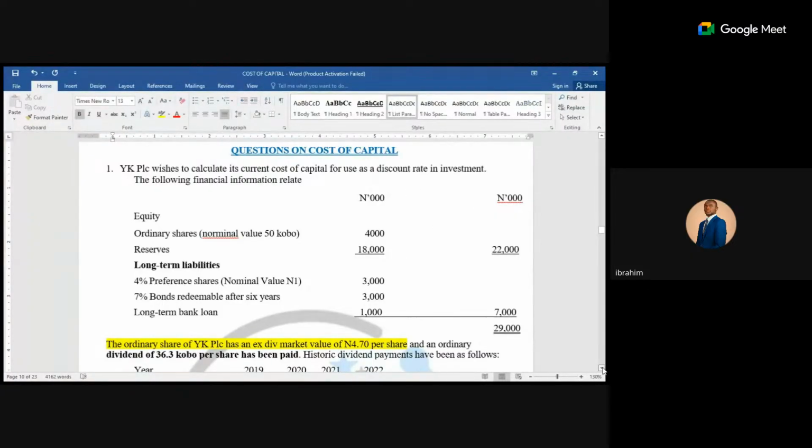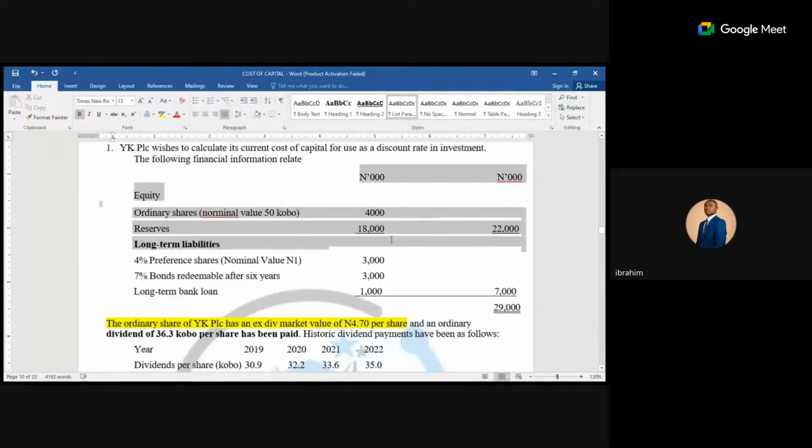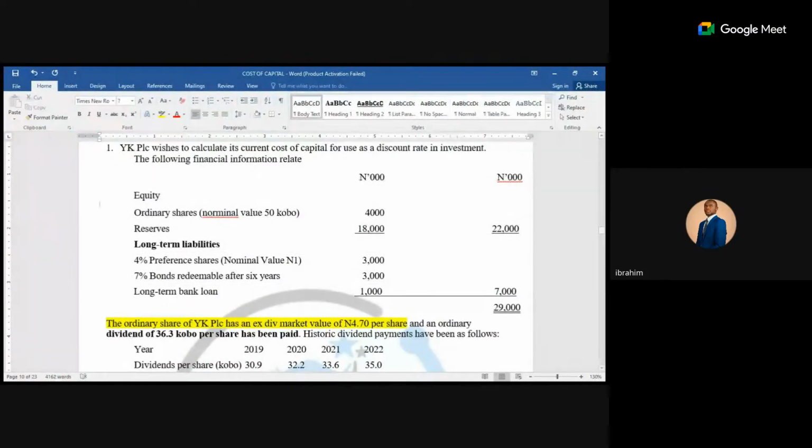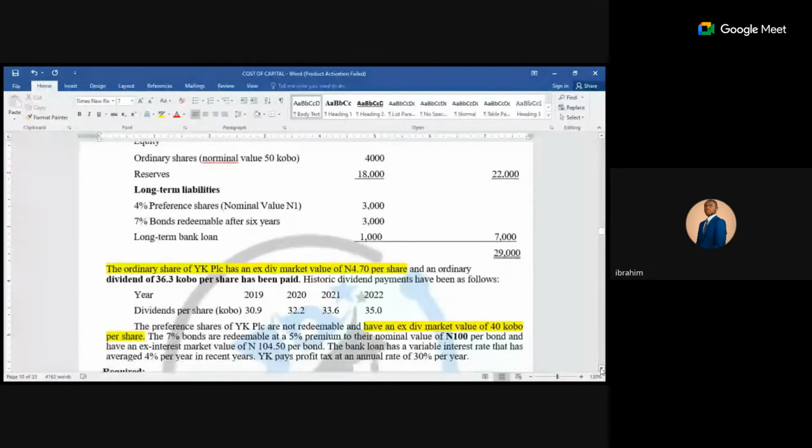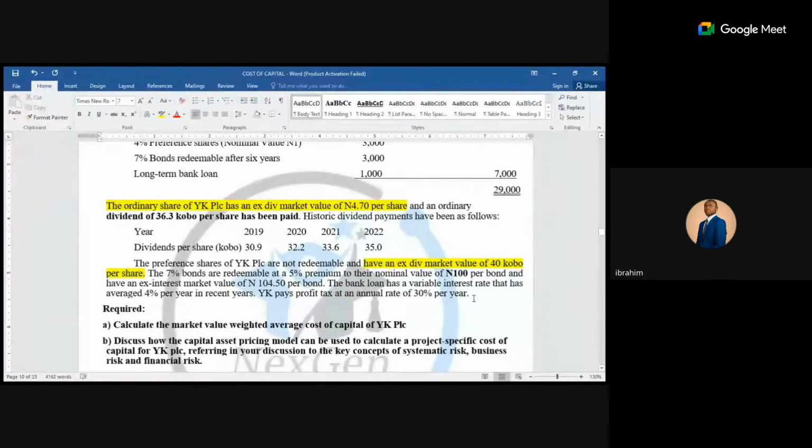We're given the financial information. So what are the sources of finance here, class? Ordinary shares. After ordinary shares, what do we have? Preference shares. Preference shares and bonds, debentures. The last one is what? Bank loan. So we move forward to the next part of it.